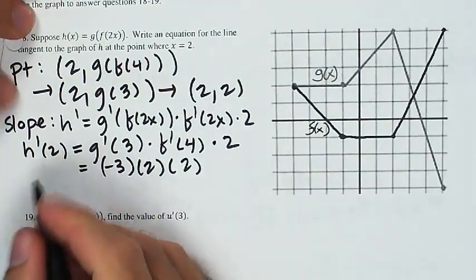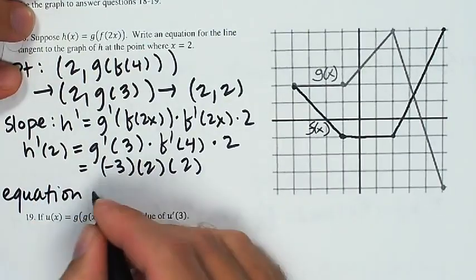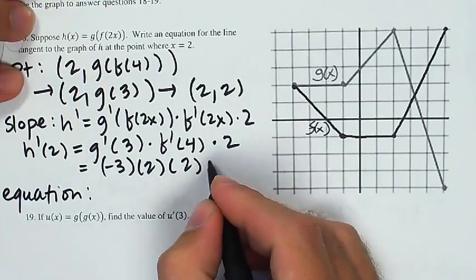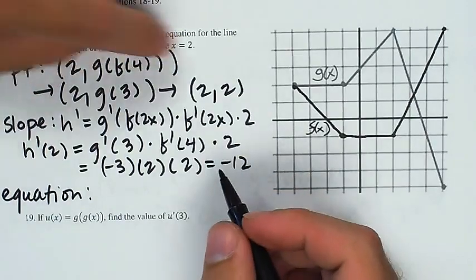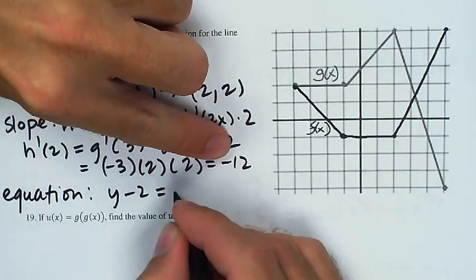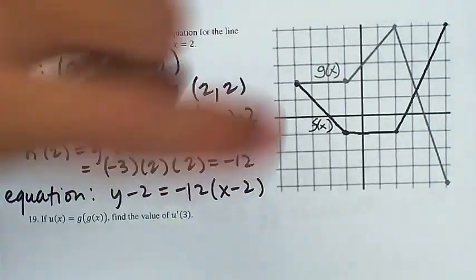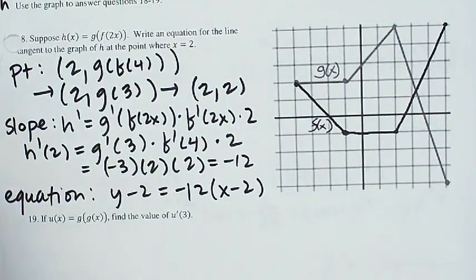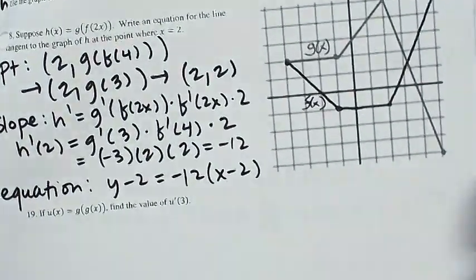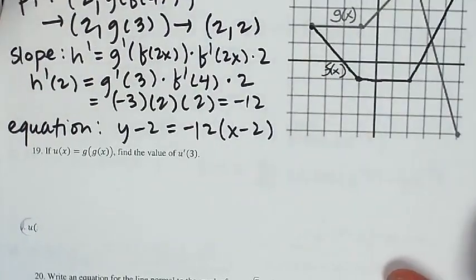All right, now I've got my equation ready. Oh yeah, because this is negative 12. So I've got y minus 2 is equal to negative 12 times x minus 2. All right. And if u equals g of x, find the value of u prime of 3.